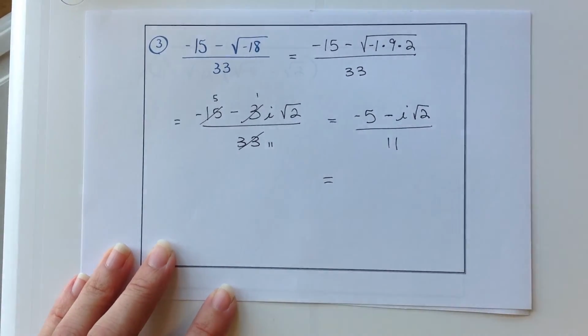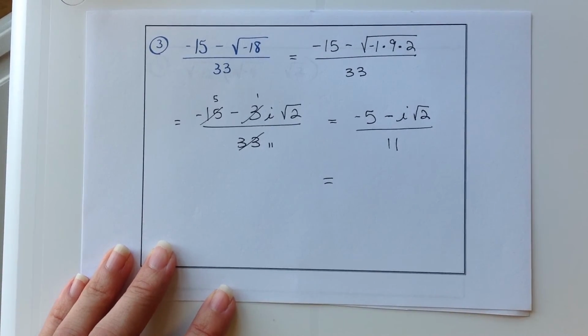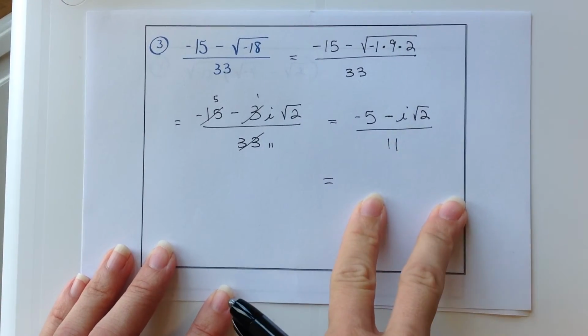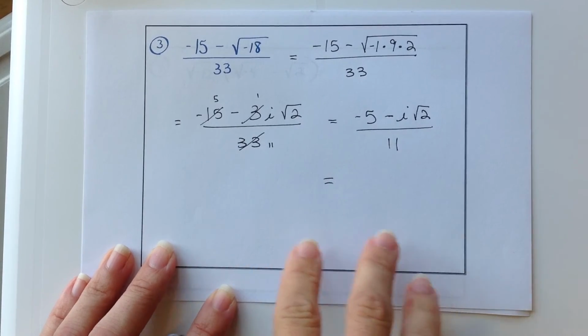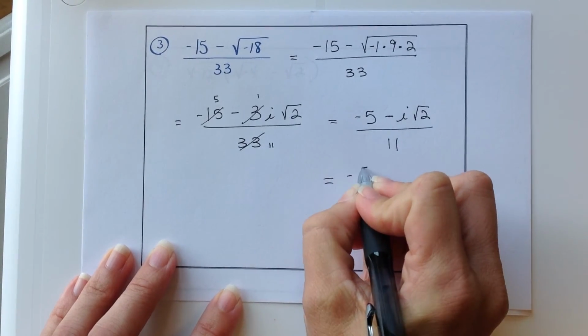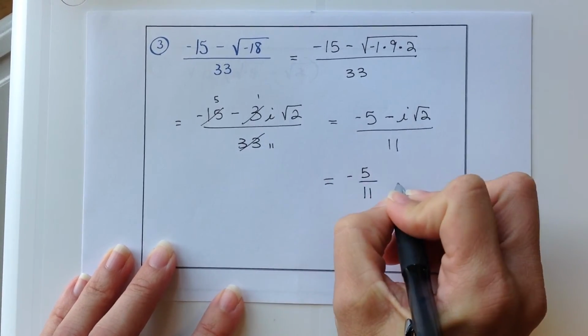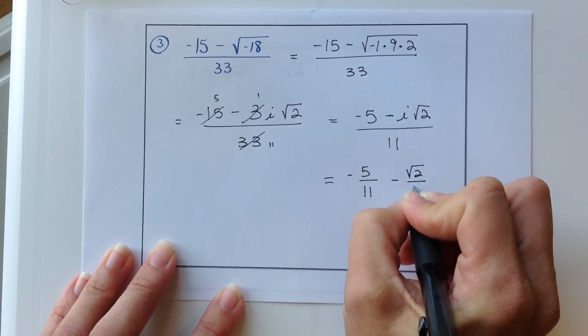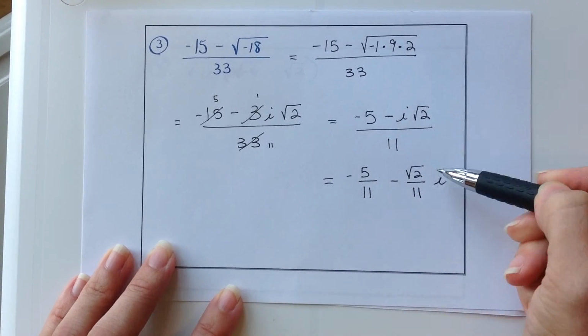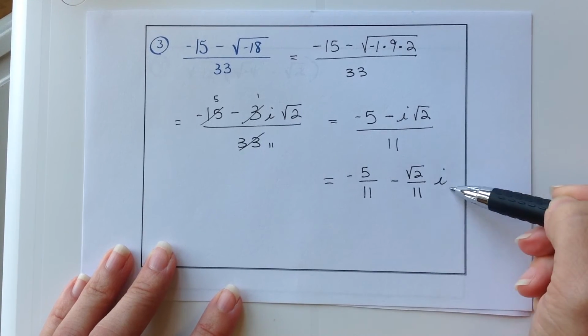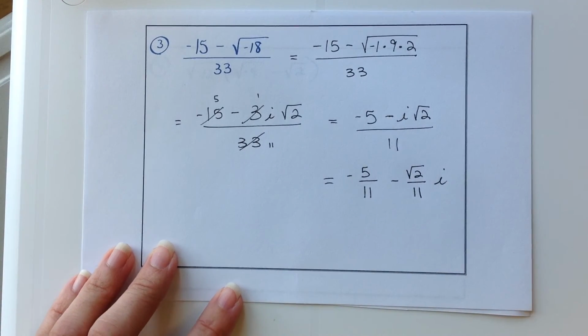And one other thing, it's technically not in standard form until you split this into 2 separate fractions and your real and your imaginary parts are separate. So -5 elevenths minus square root 2 elevenths i. Now you can leave the i on the top, but it's just kind of standard to put it beside it when there's a fraction.